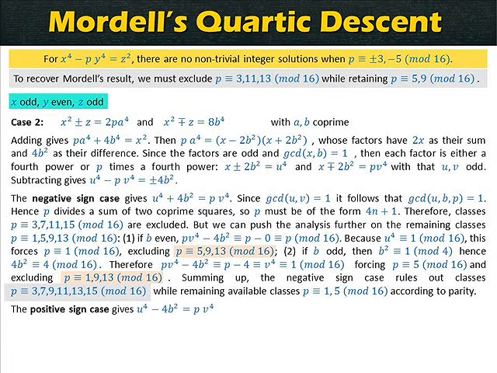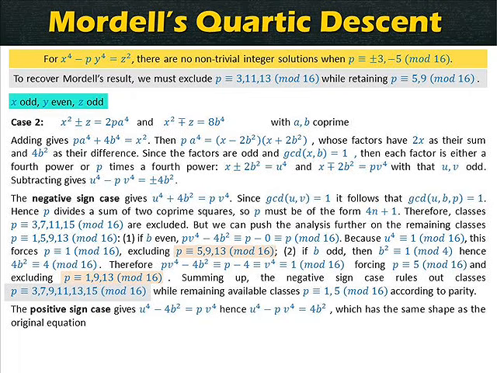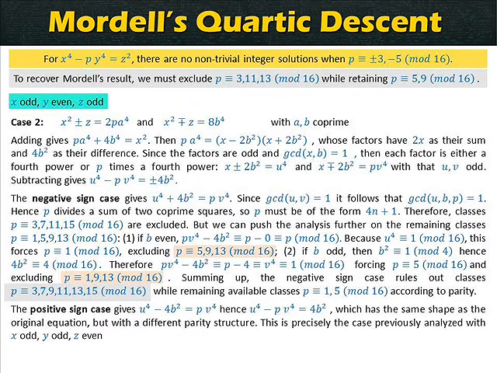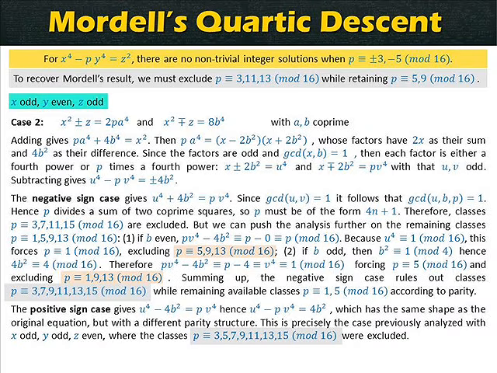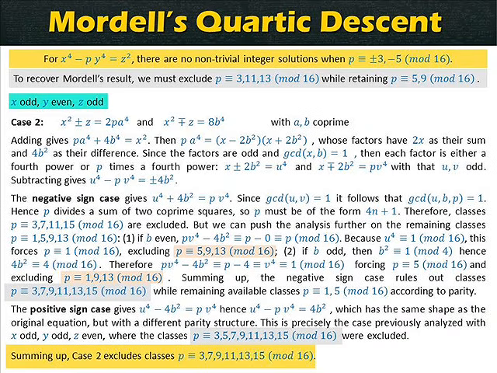The positive sign case gives u raised to the fourth minus p times v raised to the fourth equals 4 times v squared, which has the same shape as the original equation, but with a different parity structure. This is precisely the case previously analyzed with x and y odd and z even, where the classes 3, 5, 7, 9, 11, 13, and 15 were excluded. Summing up, case 2 excludes classes 3, 7, 9, 11, 13, and 15.